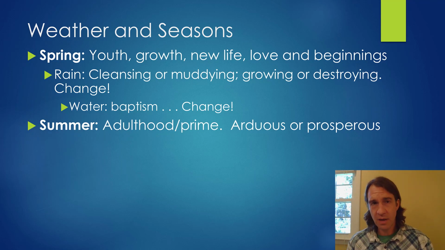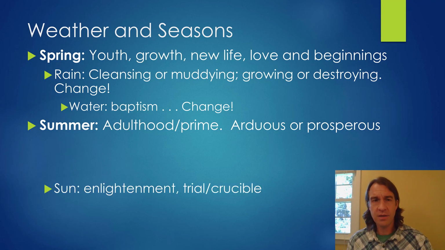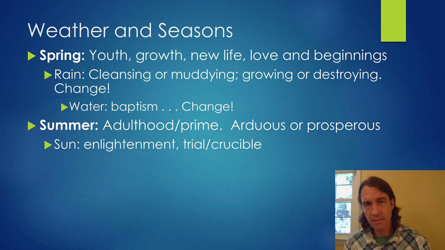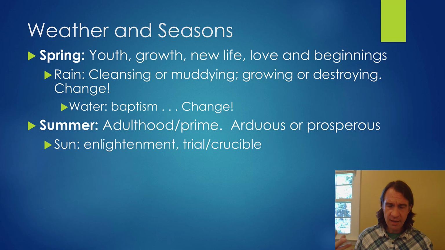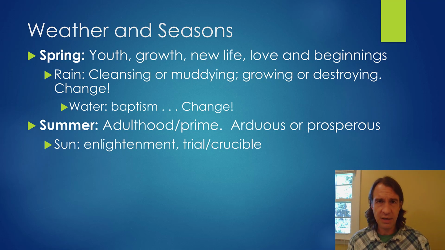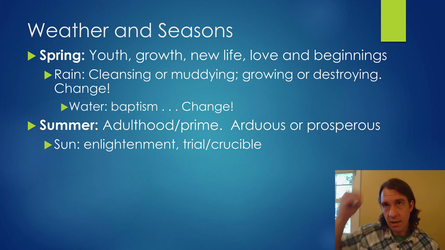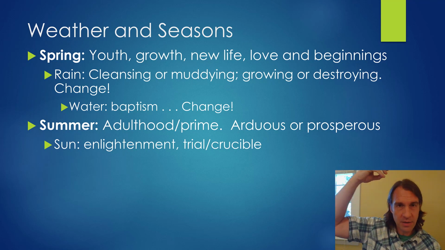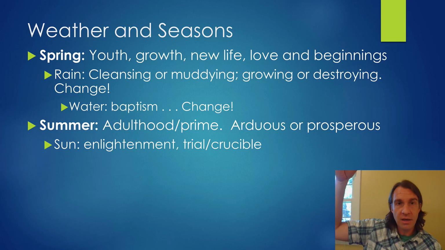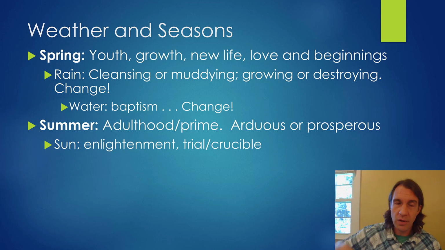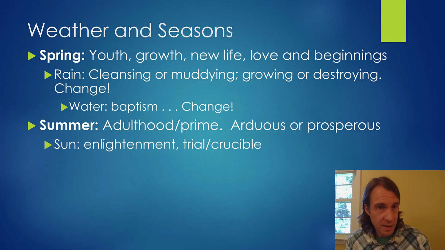All right, summer. So then we're going to our prime, right? Early adulthood. And it can be arduous or it can be prosperous because we associate sunny weather with the summer. And so sunny weather can be hot and can create a trial or a crucible that transforms us, and it's hard to get through. But it can also mean enlightenment, right? Like a light bulb goes off, or the sun comes down and we say, "Oh, I realized this. I realized I was really dumb when I was young." We all have to go through that, sometimes many times. And so there's that.